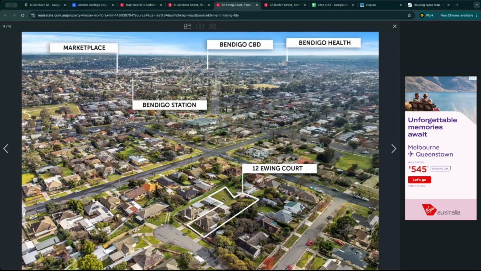Now, the problem with this property specifically is that despite the land size being so big, this land size isn't actually in any shape or form usable, because what an investor might potentially want to do with the extra land size is, maybe build a granny flat or something, or maybe subdivide and build a separate property. But there's no separate access for this property.